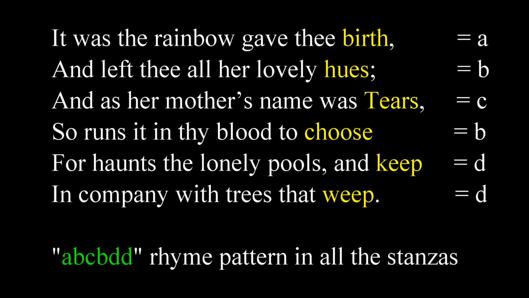And then when we examine the rhyme of the poem, we can see the last word of the first line in the first stanza is bird, in the second line the last word is hues, in the third line the last word is tears, in the fourth line the last word is choose, in the fifth line the last word is keep, and in the sixth line the last word is whip. As we know, in order to examine the rhyme of the poem, we always have to give a note to the last word in every line.